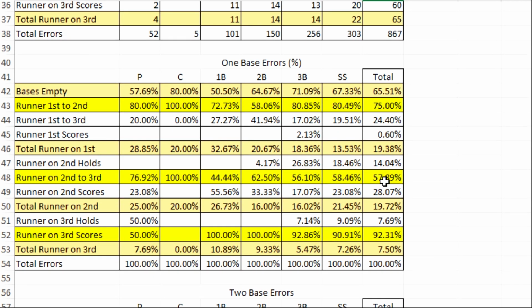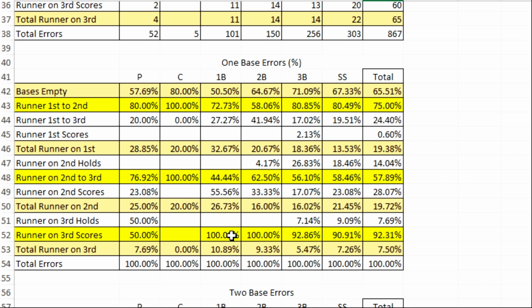All right, so for one base errors, I highlighted in yellow the results where the runner also only moved up one base. So the runner on first moved to second, for example, or the runner on second moved to third, or the runner on third scored.